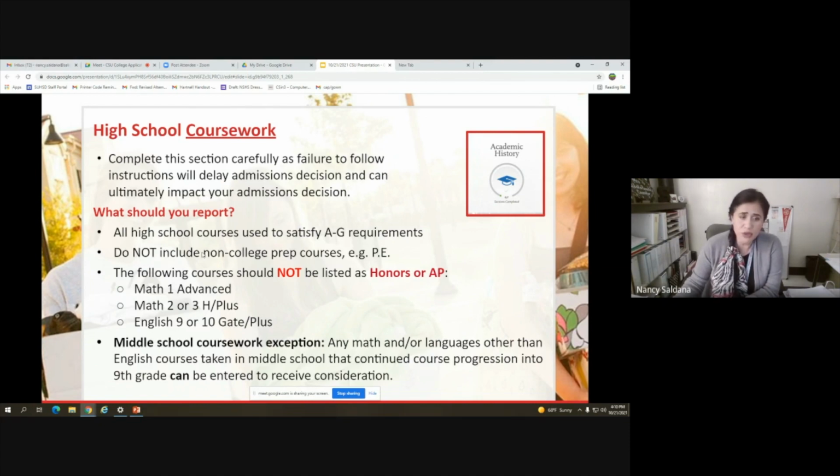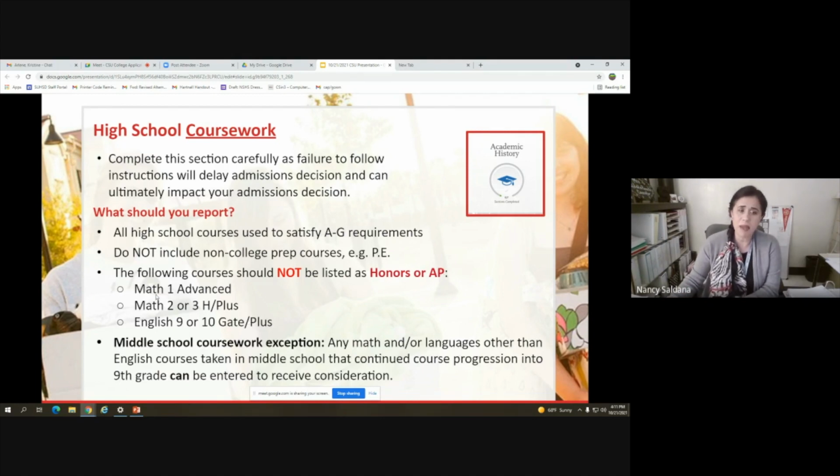You do not need to include PE. PE is not an A through G course, so you will not be listing the PE class on your college application. Please also keep in mind that the following courses should not be listed as honors or AP. Once you begin your coursework, it is going to ask you to identify all of the classes that are considered honors and all of the classes that are considered AP.